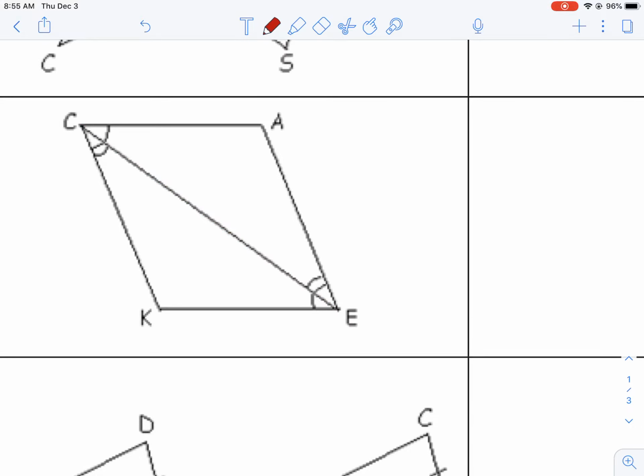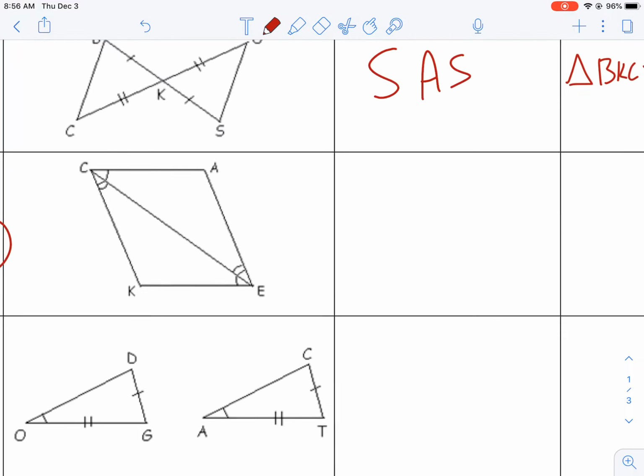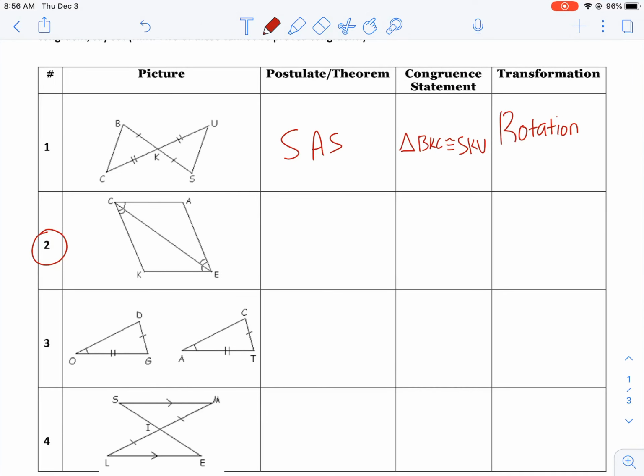And anytime triangles share a side, you can count that side as congruent to itself. That's where we learn the reflexive property. So that side actually counts as being a side for both triangles. So like for this one, you have this angle, then you have this side, and then you have this angle. So you can figure out what that one is. But that is how you do this.